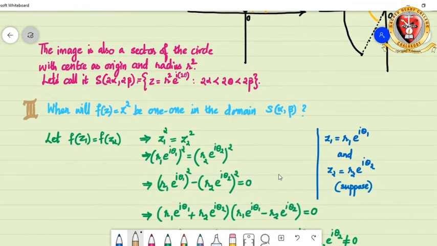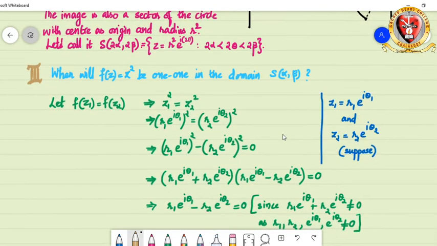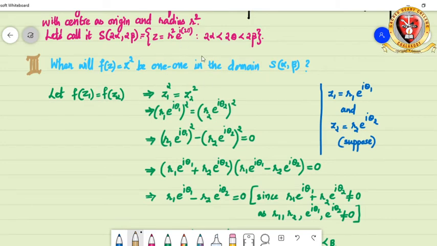Now we are getting into part 3, which is also connected to part 2 and the sector. When will the function f of z is equal to z square be 1-1 in the domain S of alpha comma beta? Suppose we have the domain S of alpha comma beta. What is the condition when the function can be 1-1? For that, simply let's take f of z1 is equal to f of z2. That is z1 square is equal to z2 square. Let z1 is equal to r1 e raised to i theta 1, z2 is equal to r2 e raised to i theta 2. So squaring it, you get this.